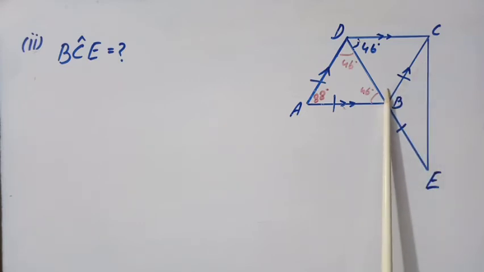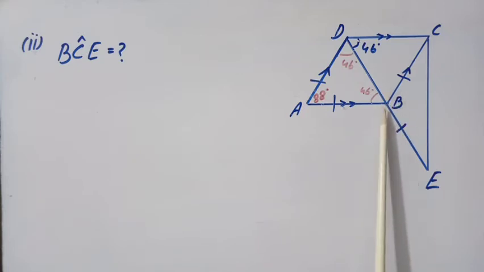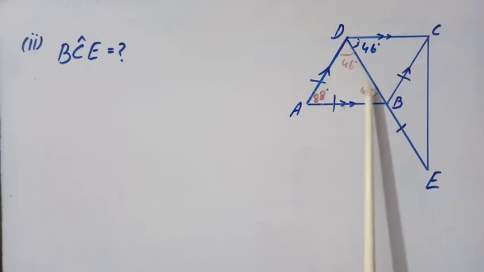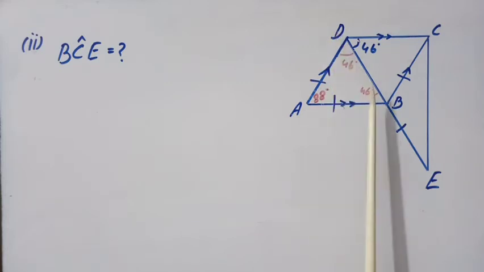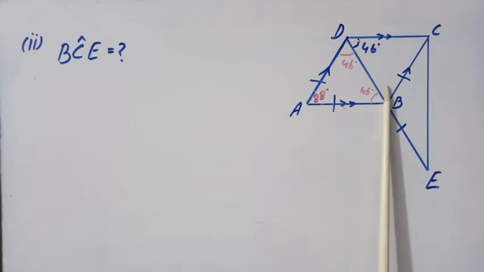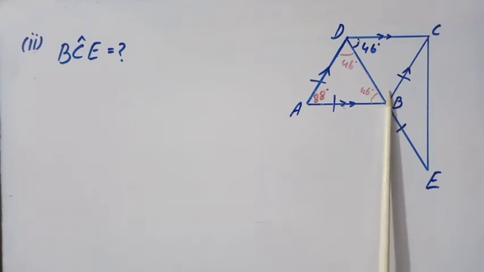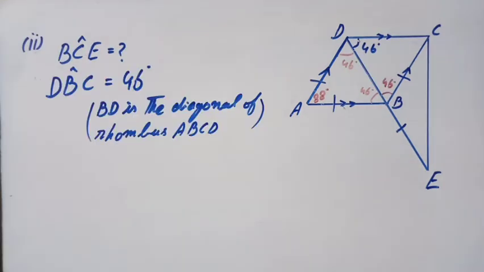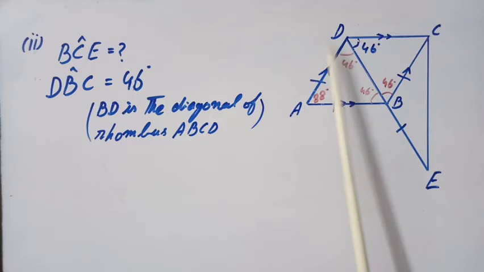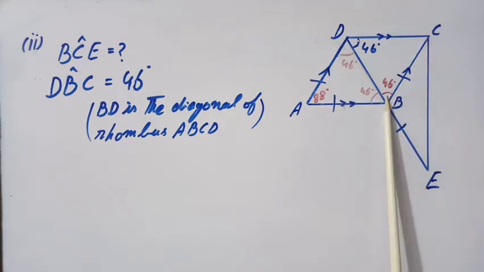And right now it seems unknown, but this is known. Why? Because this is the diagonal of the rhombus, so it has bisected the internal angle. Now if this part is 46, then this should also be 46, right? So this DBC is equal to 46 degree.